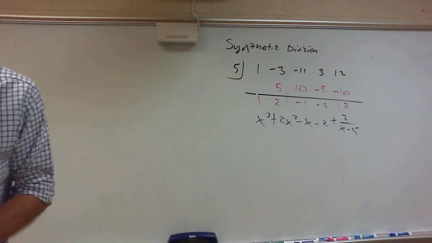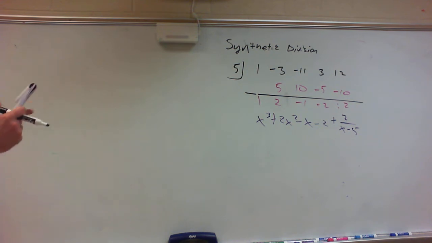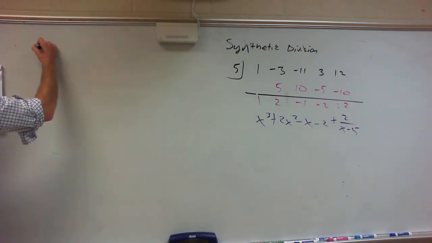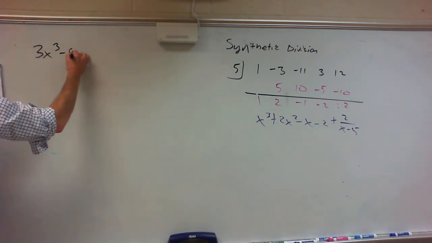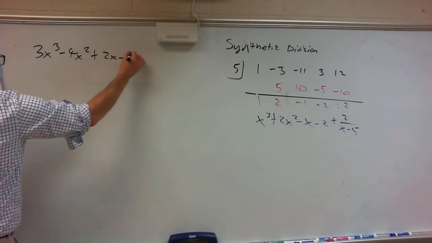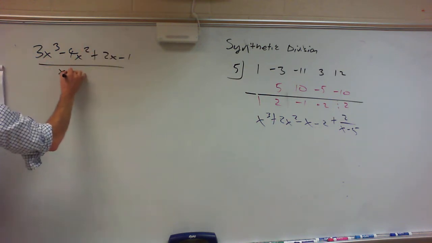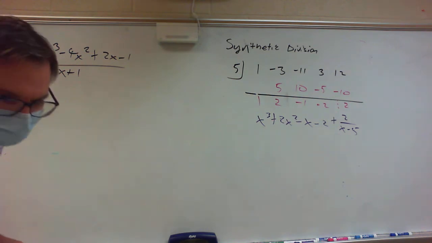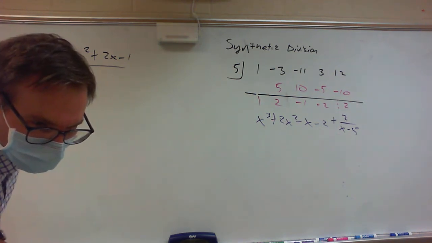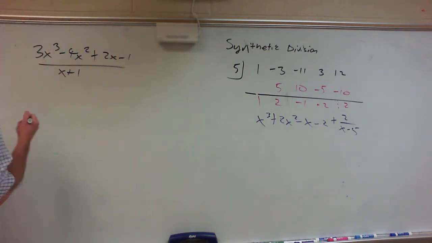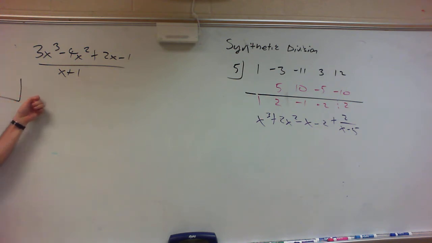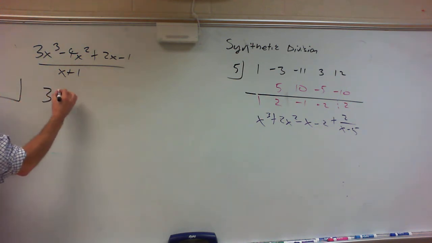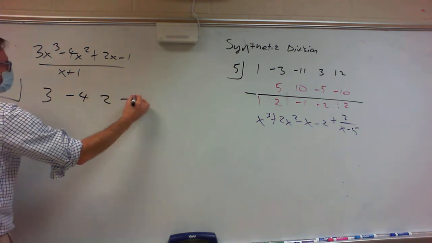So your turn. Well, let's say I give you 3x cubed minus 4x squared plus 2x minus 1 divided by x plus 1. I'm nervous that it's wrong. It's okay. Well, as far as synthetic division goes, we have to put these numbers: 3, negative 4, 2, negative 1.